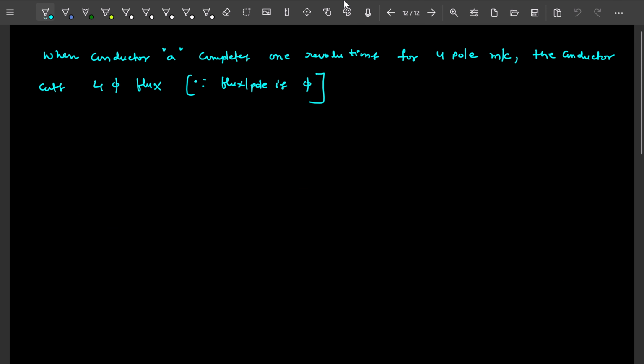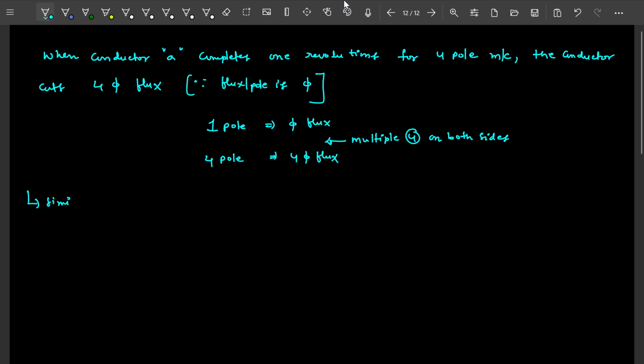For one pole, it is cutting phi flux. Now 4 poles means it is going to cut 4 phi flux. That means here we multiply by 4 on both sides in order to get this equation. That is the meaning of that.